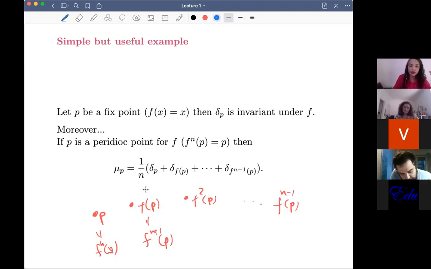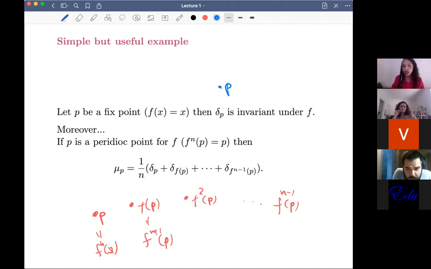So when I define this measure, what do I define? A measure that is supported on the orbit of the point p. But then I divide by n to make it a probability. Remember that I want the measure of the whole space to be one. This measure is nice, it's invariant, but it only sees the orbit of this point. It's a bit better than delta p, because that only sees p, but this only sees the orbit of this point, which is finite. Still, these measures are nice, and we are able to build some measures.